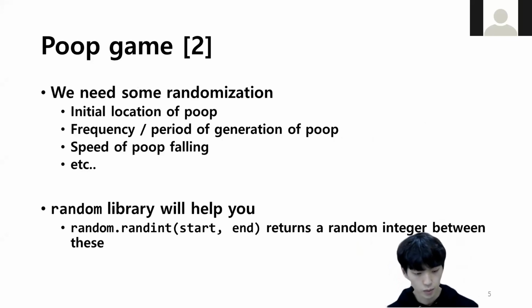First, it contains some randomization, such as the initial location of the proof, the period of proof generation, or the speed of falling, or something else, right? And to make a random number, you can import the random library and use the random.randint function. It returns a random integer between the start and the end. I will explain just later.